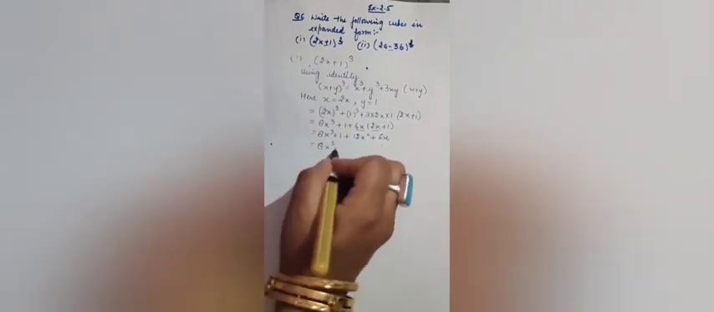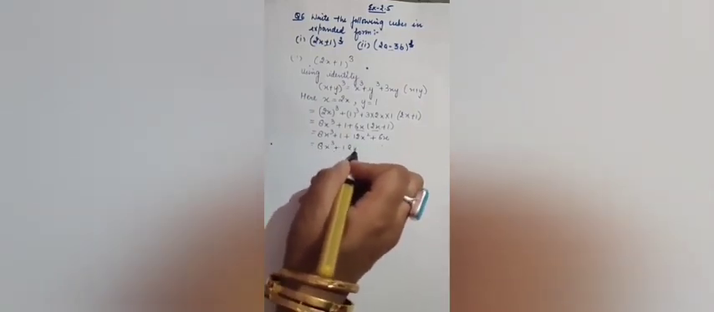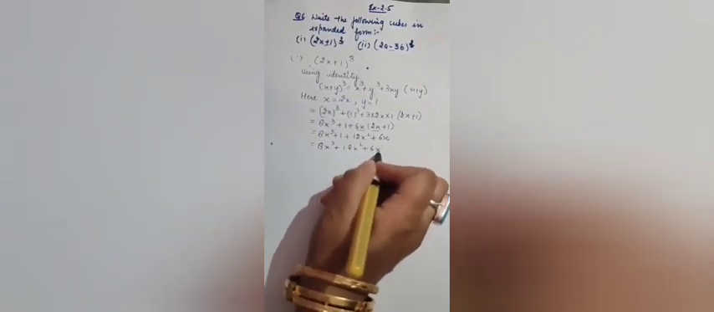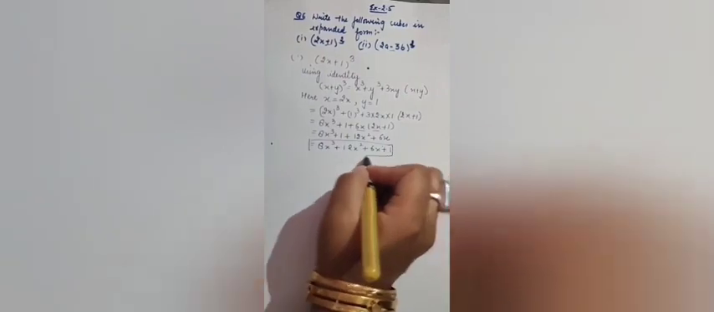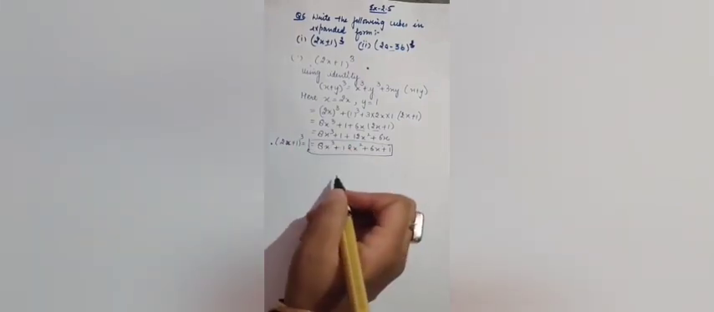So let me write it in the descending order. So it will be 8x cube plus 12x square plus 6x plus 1. Here this is the required answer. You can say that here (2x plus 1) cube is equal to this. Okay, very simple. Now let's move to the next part.